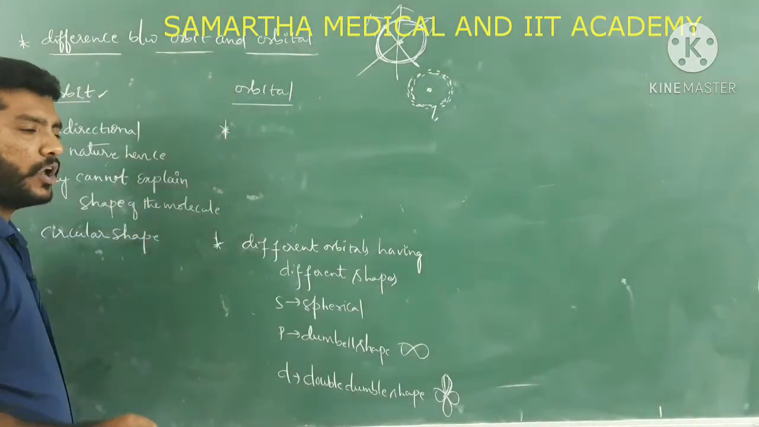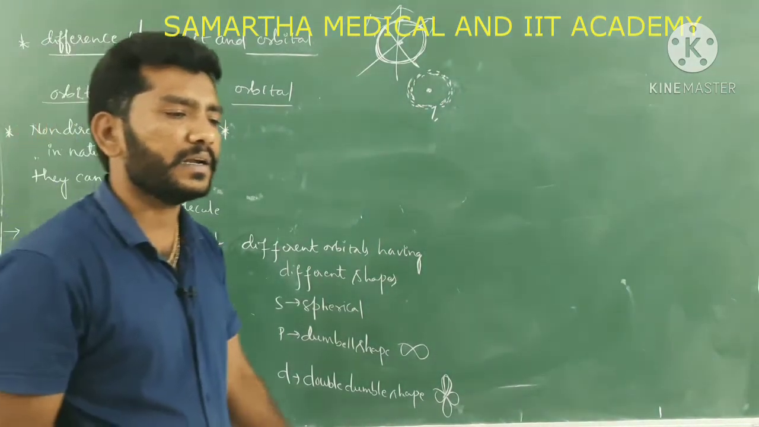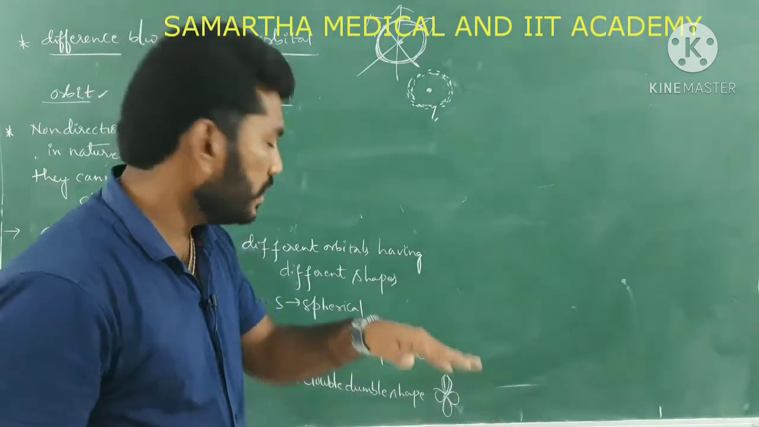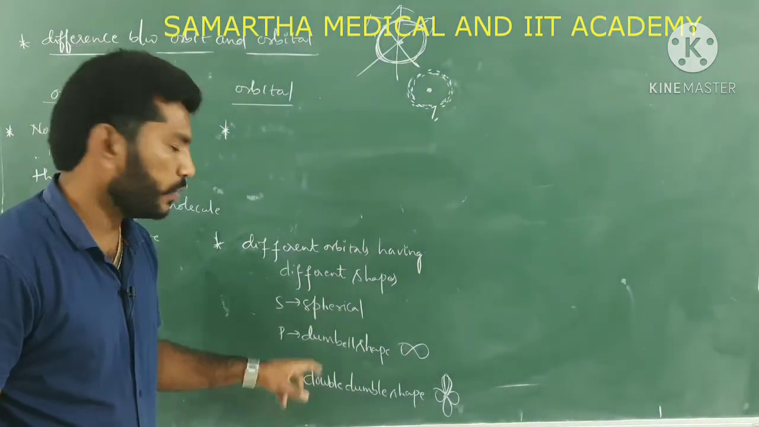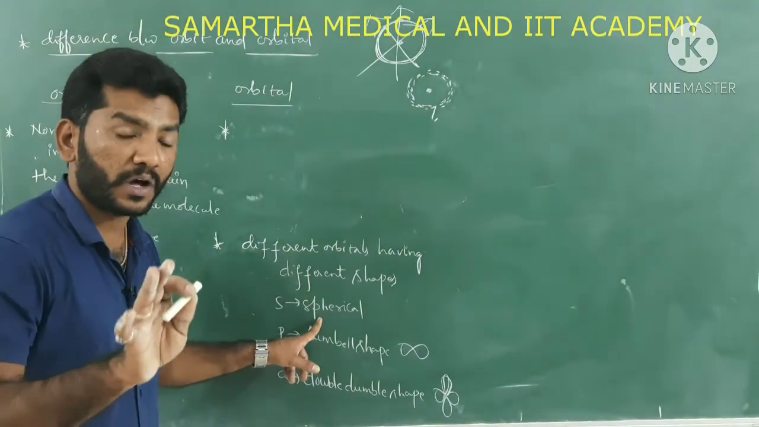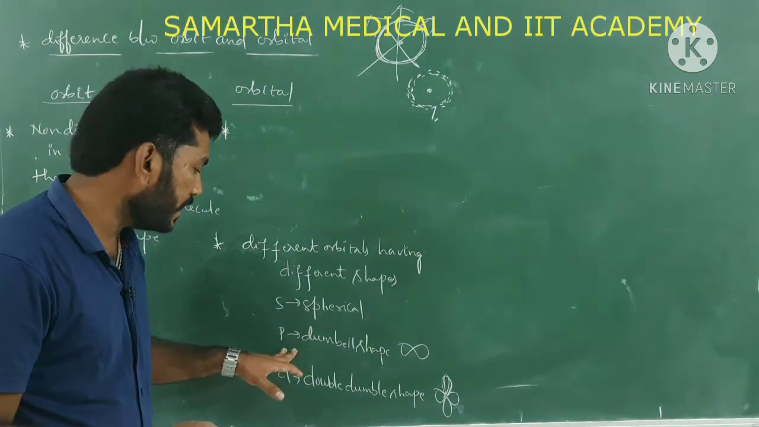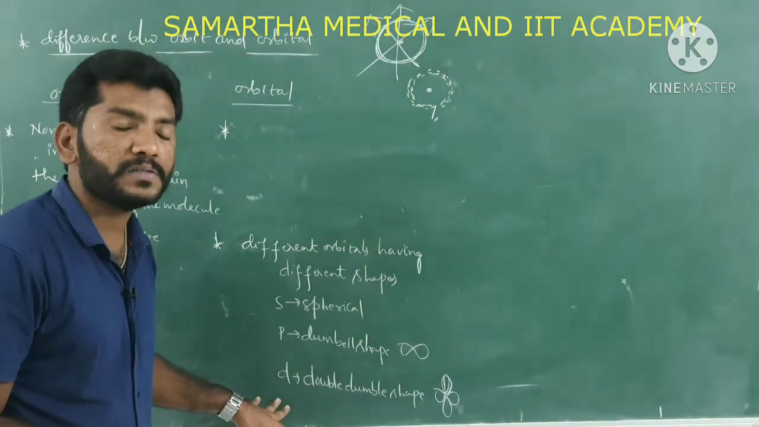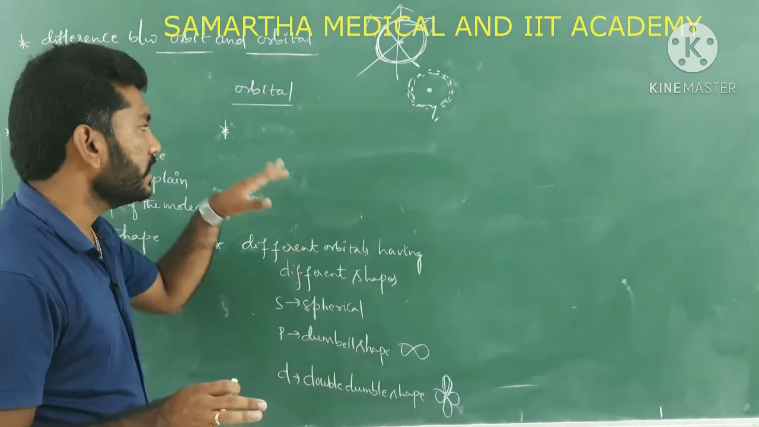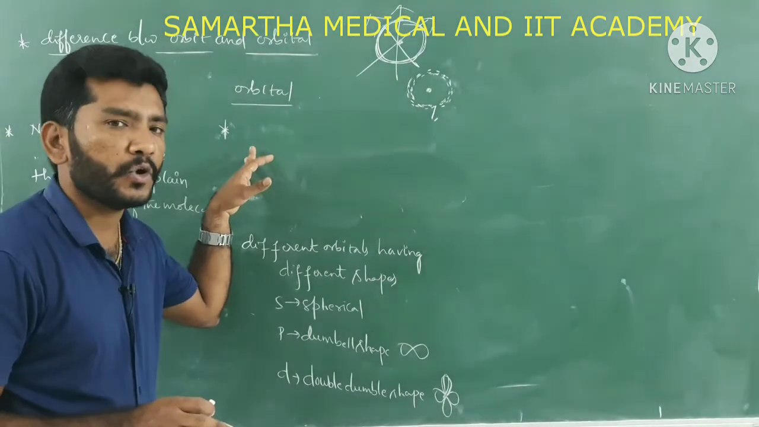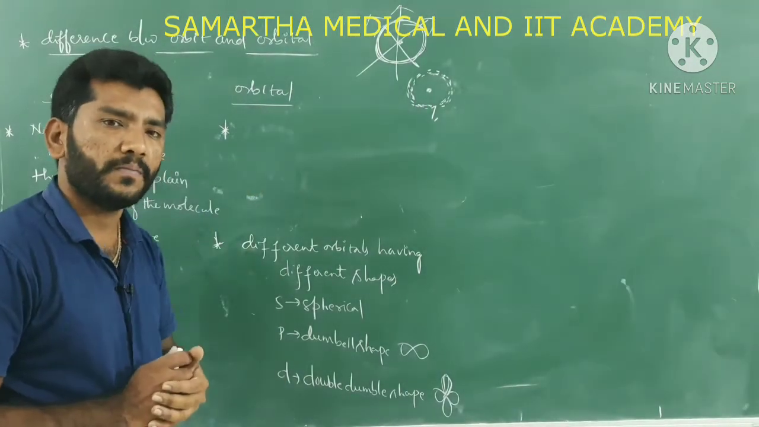Why? Because except the s orbital, the rest of the orbitals are going to be directional in nature. Only the s orbital is non-directional, and the rest, the p, d and f orbitals, are going to be directional in nature. That's why these particular orbitals are going to explain the shape of the molecules.